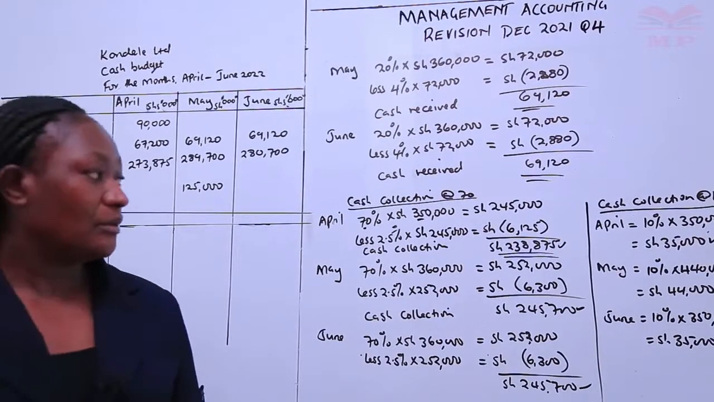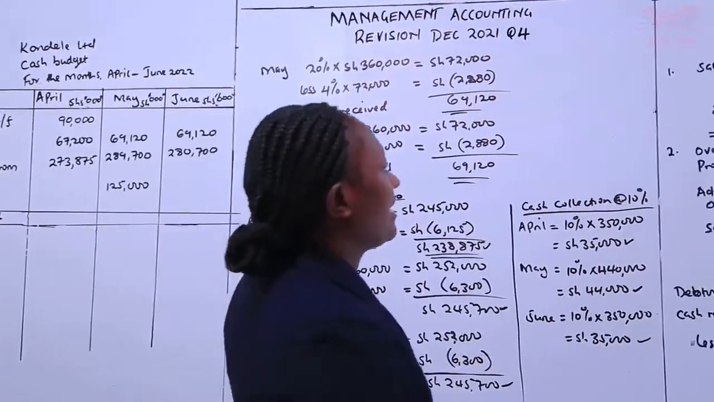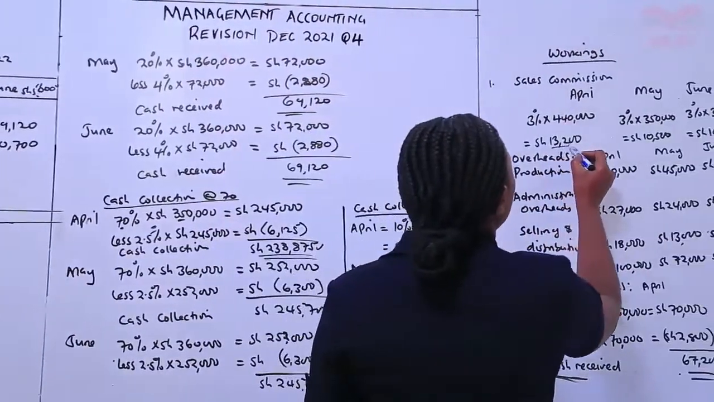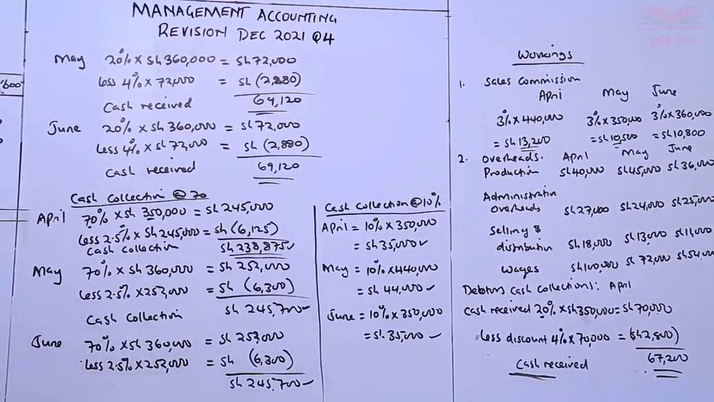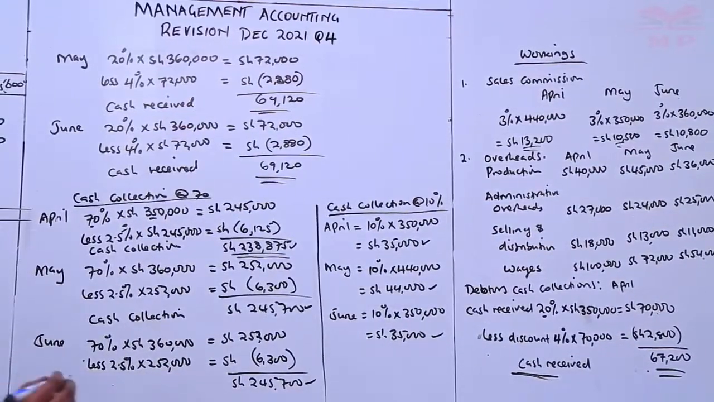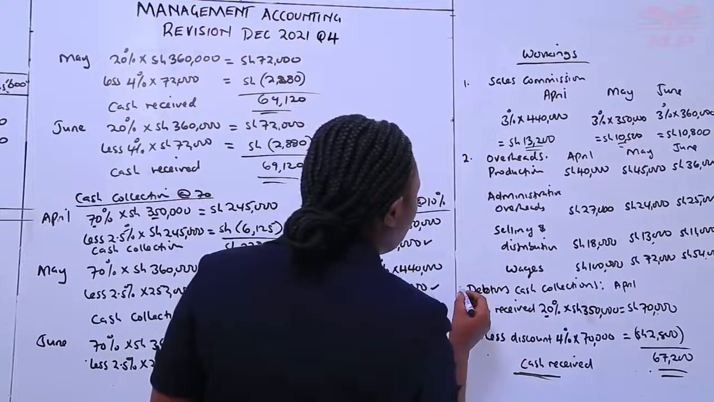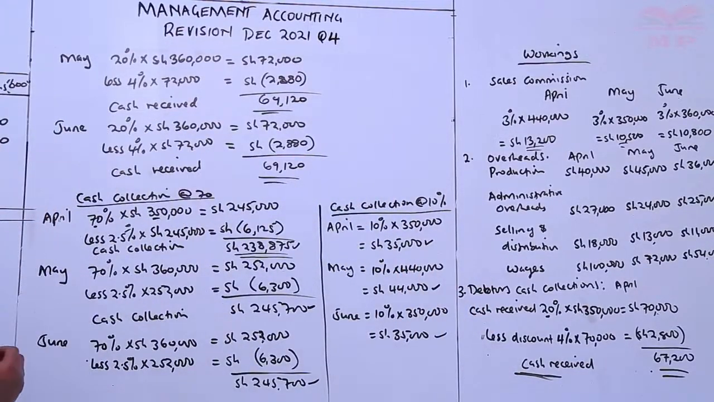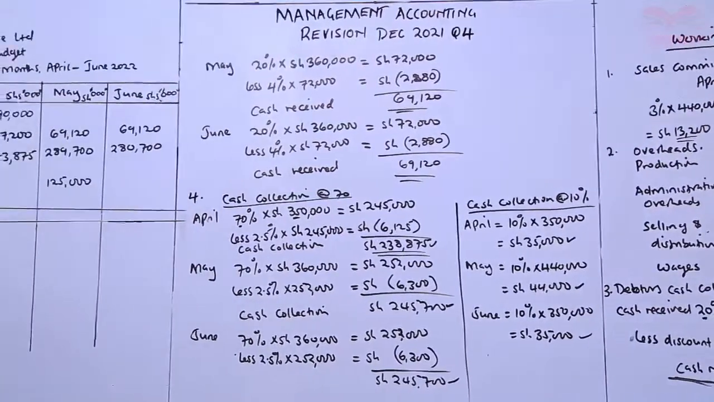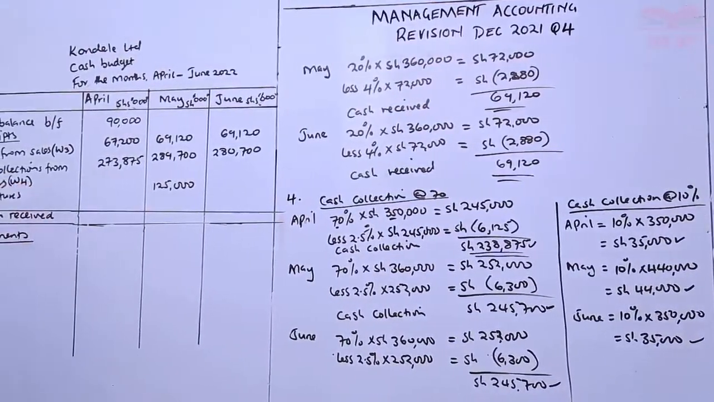In the question, we had payments, we have commission. Commission was a payment. That is note number 1. So this is working number 1. Overheads was number 2. Debtors was number 3. That's cash received number 3. Cash collections number 4. So cash from sales, this was working number 3. Cash collections, this is working number 4.